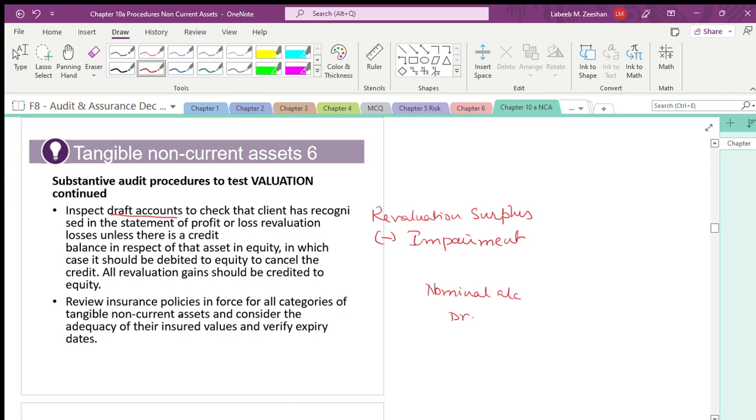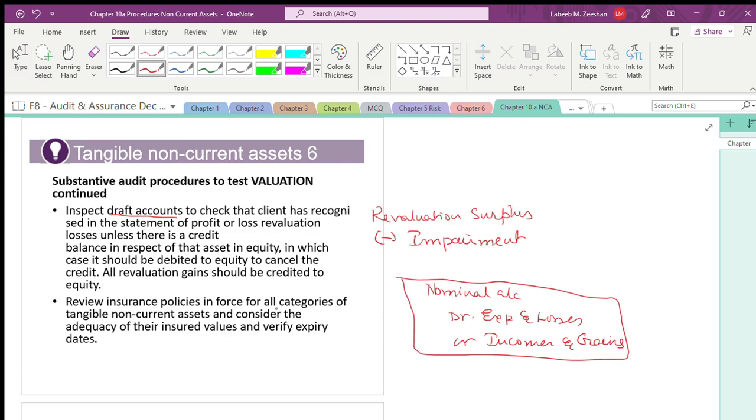Nominal account says that you debit all expenses and losses, and credit all incomes and gains. You have to make clear why we are crediting it. They say that in the statement of profit and loss, revaluation losses are charged unless there is a credit balance in respect of that asset. You should make sure why we are having the credit. Now, to cancel the credit, all revaluation gains should be credited. As per which rule? As per the rule which has been given here. Fine.